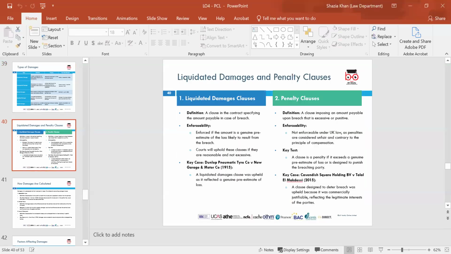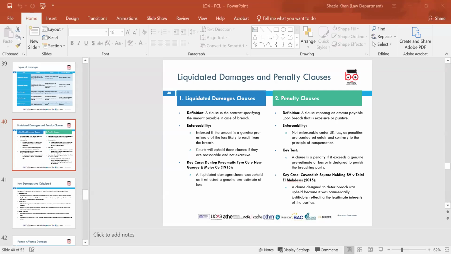So the first one we're going to look at is liquidated damages, which is a fixed amount of money that a party pays to another in the event of a breach of contract. The parties agree on the amount in advance, and the injured party can collect the liquidated damages without having to prove actual loss. And the key case for that is Dunlop Pneumatic Tyre Co. and George and New Garage Motor, 1915.